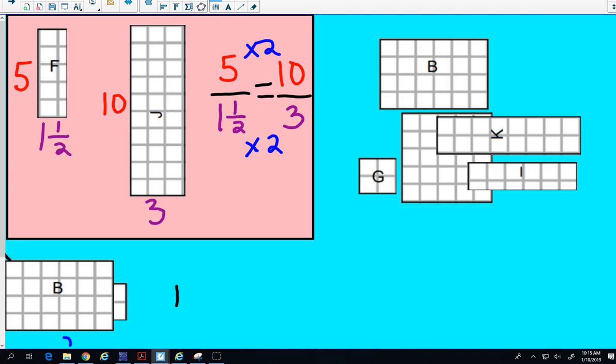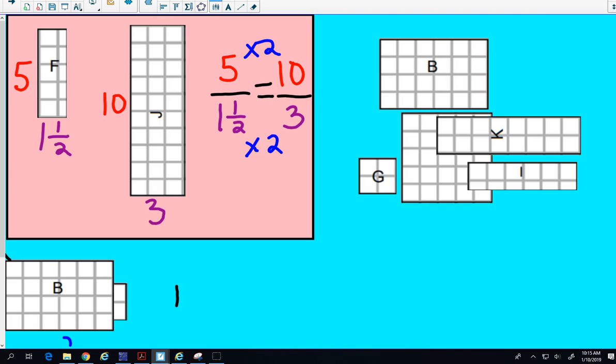So what I would like you to do now, there are 2 remaining matches. I want you to find the 2 remaining matches and glue them into your notebooks. Check them with your group before you glue them down. You should be able to figure it out. There's only 2 remaining matches.